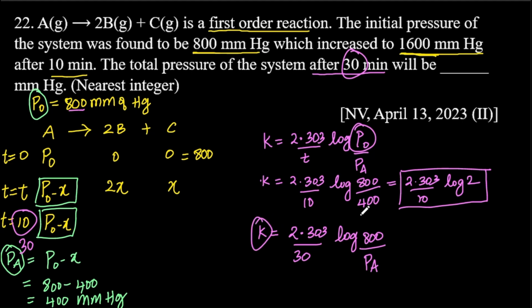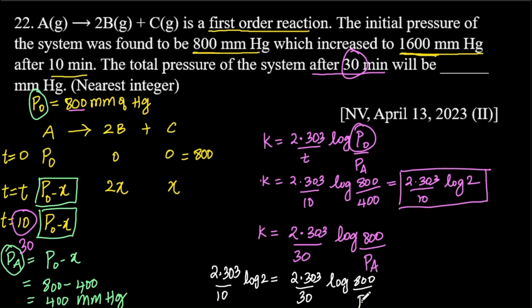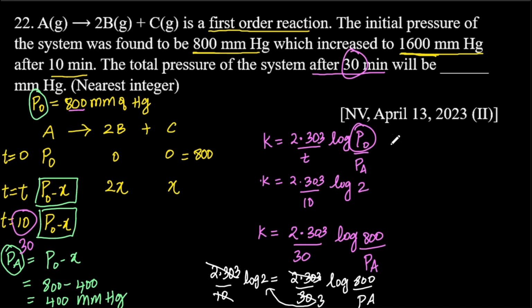So now the left hand side, I am going to substitute with this value. So the left hand side will become 2.303 divided by 10 log of 2 is equal to, the right hand side is 2.303 divided by 30 log of 800 divided by PA. So 2.303 will get cancelled and this will become 3. So take this 3 to the left hand side. So I will continue here. So you will get 3 log of 2.